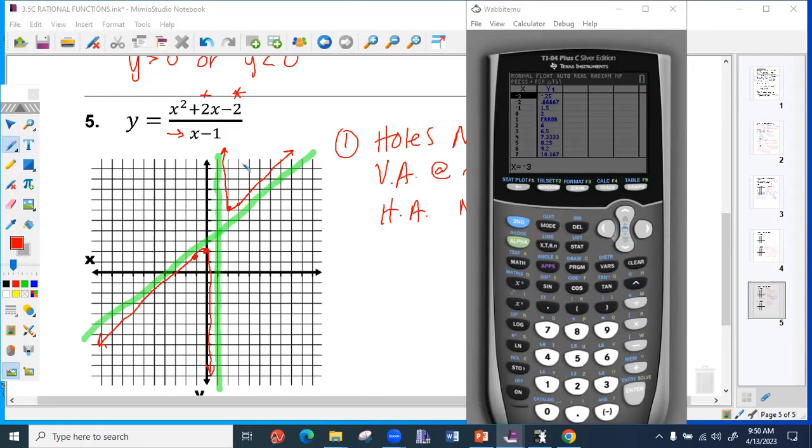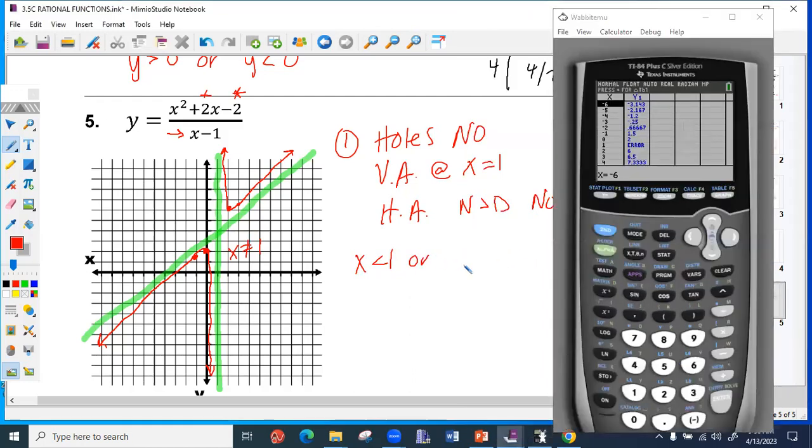Okay? So we're going to describe our x's. What are our x values doing? So the only thing x can't equal is what? 1. X can't equal 1. Do we see that? The only restriction for x is x cannot equal 1. Other than that, x is either going to be less than 1 or x is going to be greater than 1. That's the only restriction for our x.